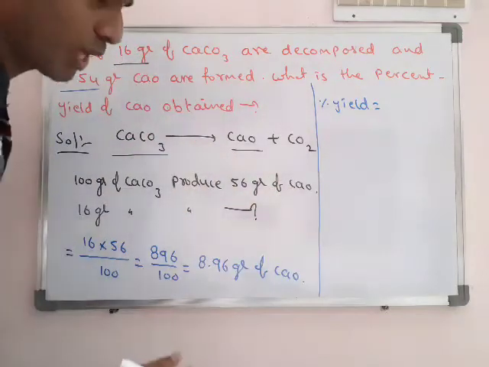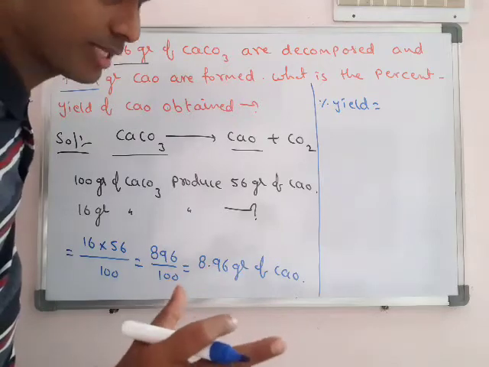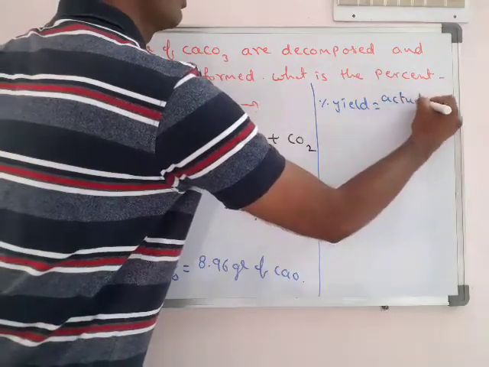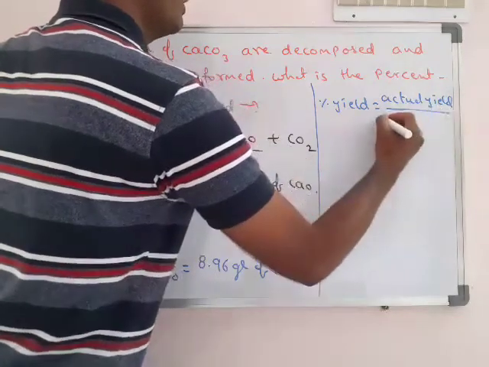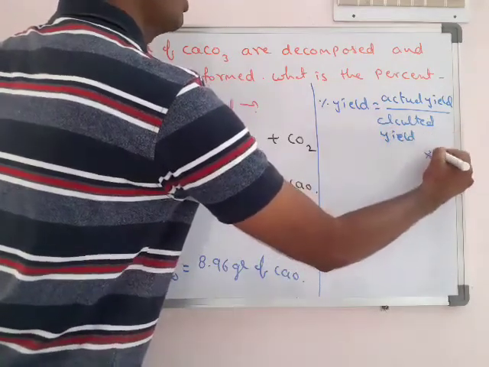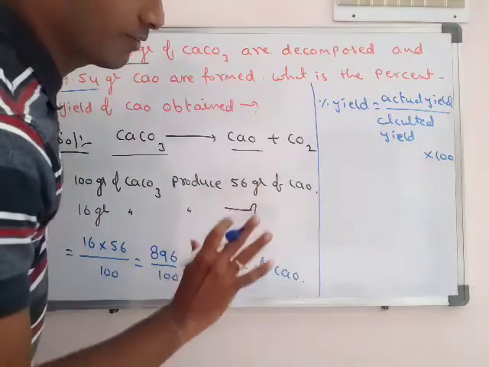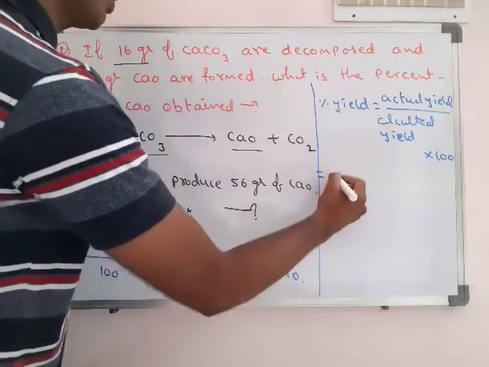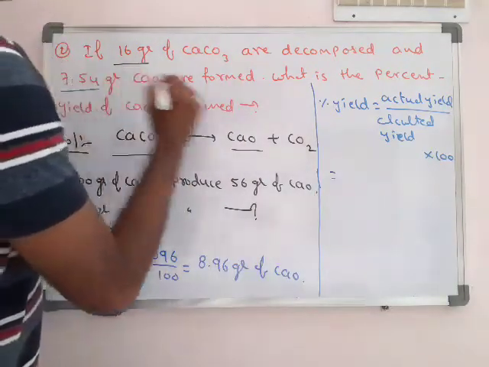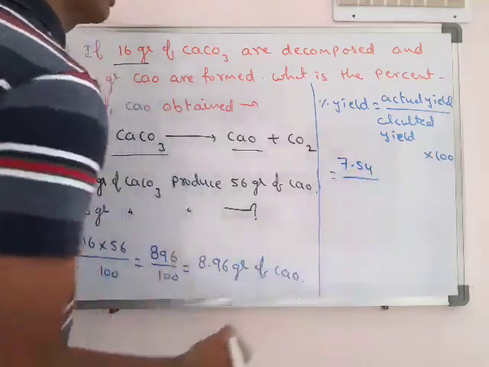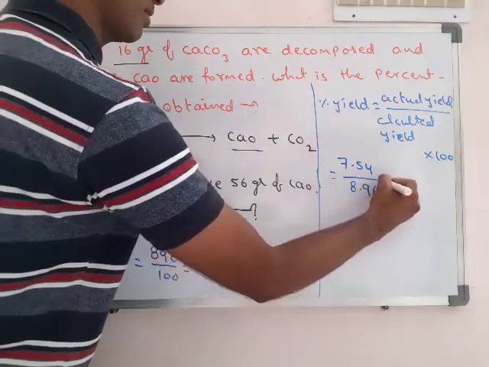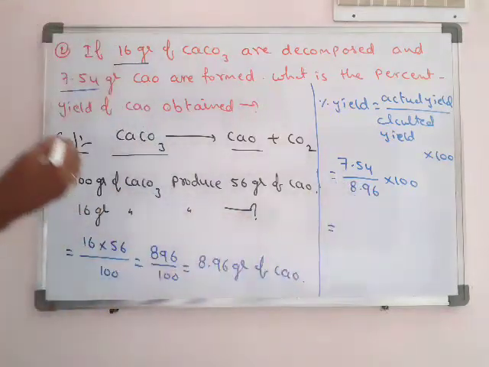So percent yield equals. You have to write the formula once again, but here I am substituting the values directly. Write again: actual yield by calculated yield, into 100. You have to write the formula neatly. Okay. So what is the percent yield? Actual yield, meaning the experimentally obtained, is 7.54. Calculated is 8.96, into 100.